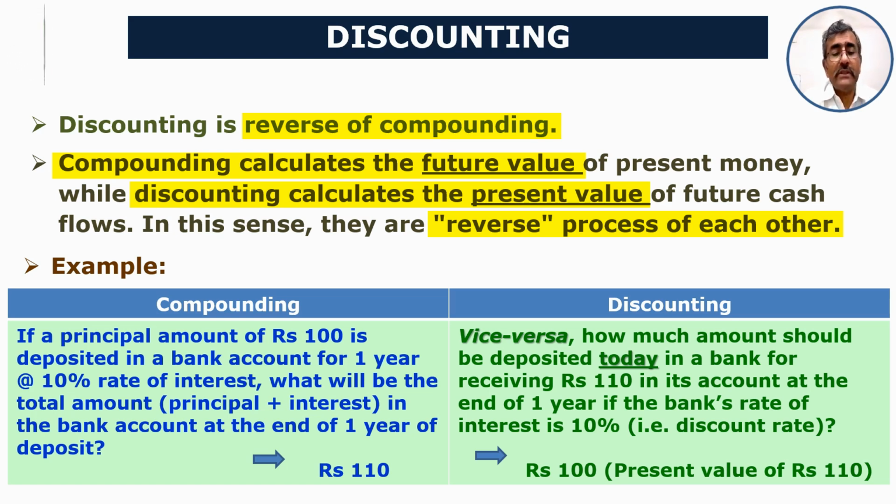The answer is rupees 110. 100 for the principal amount and 10 is the interest from the 100 rupees at 10% rate of interest. The total is rupees 110. Vice versa, under discounting, the question is how much amount should be deposited today in a bank for receiving rupees 110 in its account at the end of 1 year if the bank's rate of interest is 10%, that is the discount rate. The answer is rupees 100. It is the present value of rupees 110.